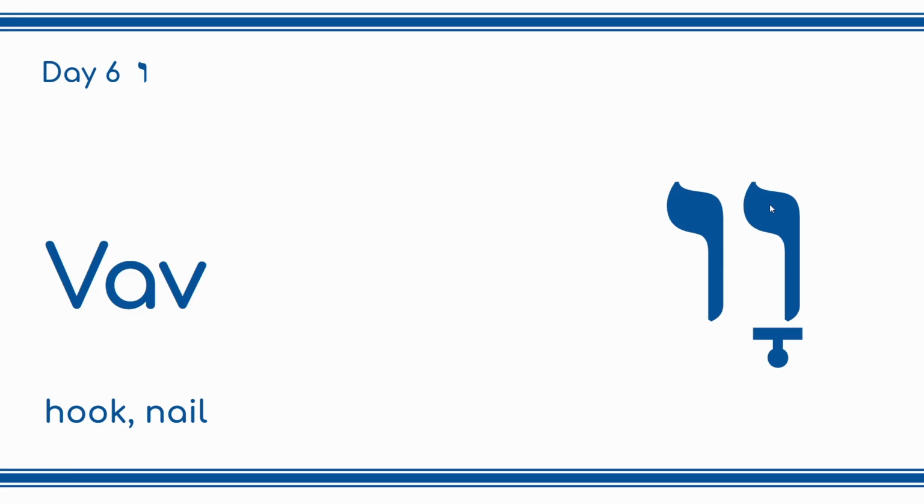And maybe that might actually help you out in remembering this letter. If you look at it, it kind of looks like a hook or a nail, or even a tent peg kind of thing. So you can think of vav as a hook or a nail.